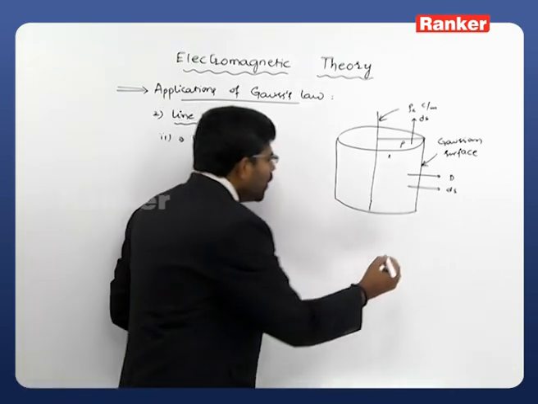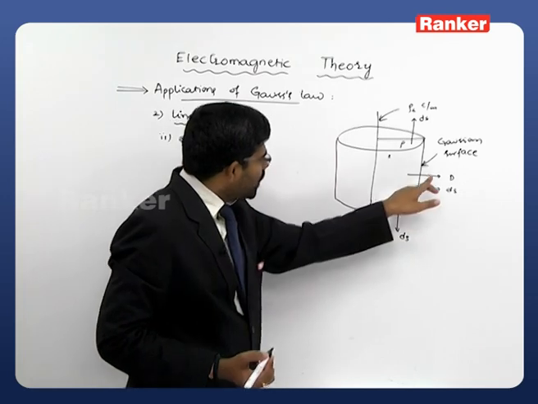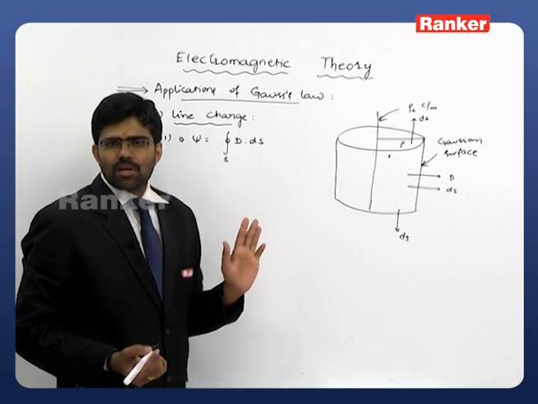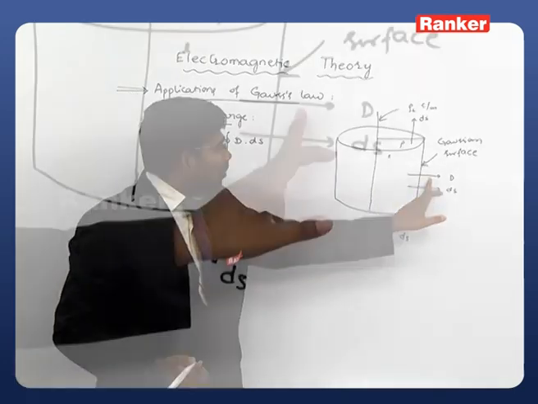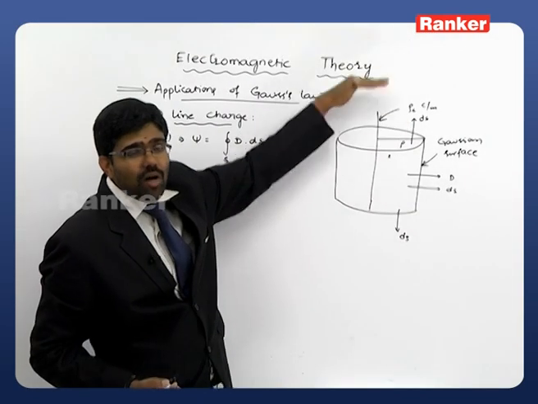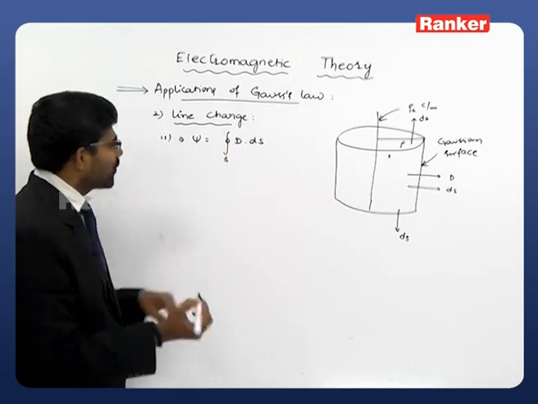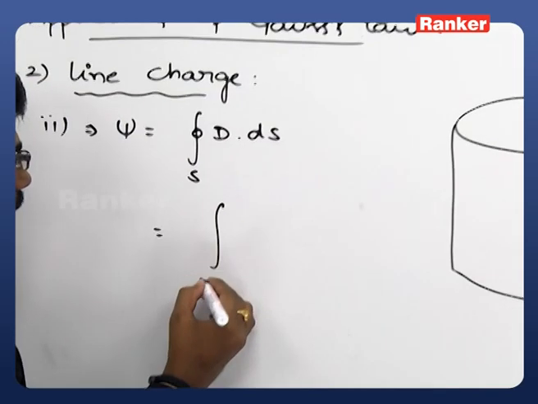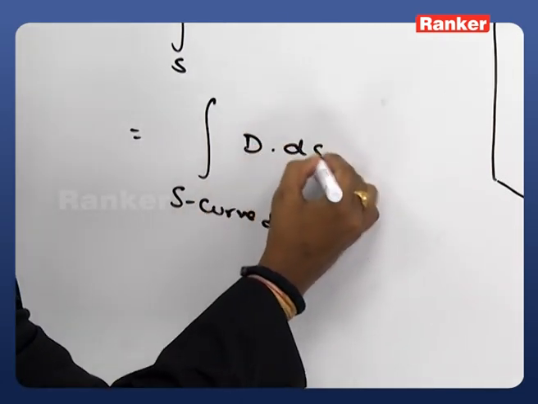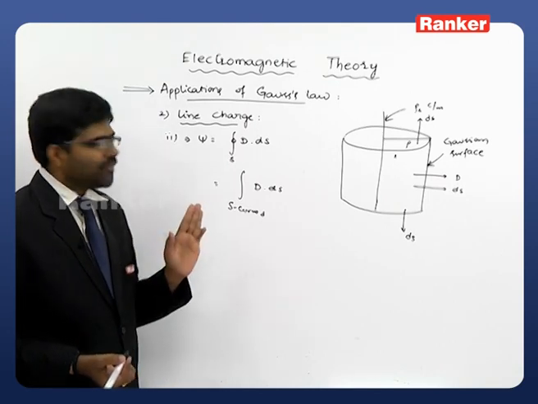In the same way, for the bottom, this is the direction of dS and this is the direction of D. If you take the dot product between D and dS, we once again get 0. So clearly observe, the dot product between D and dS exists only for the curved surface. For the remaining two, the top and bottom, we will not get anything. So this closed surface now becomes an open surface, with only the curved surface contributing. This is just an observation, we are not taking any equation.